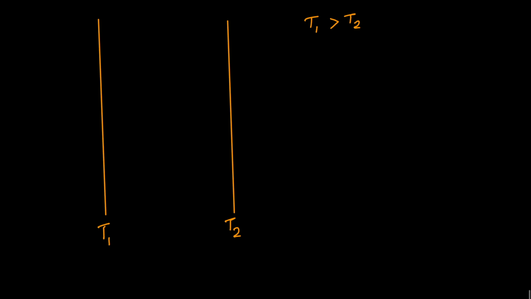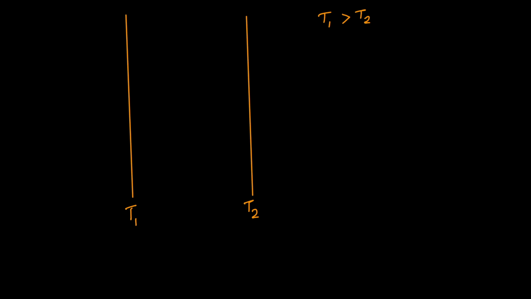So I've taken two large plates at temperatures T1 and T2, where T1 is more than T2, and we need to find how much heat is flowing per unit time, per unit area from one plate to another plate. So suppose we need to find the amount of heat that goes in this direction per unit time and per unit area. So this is the task.